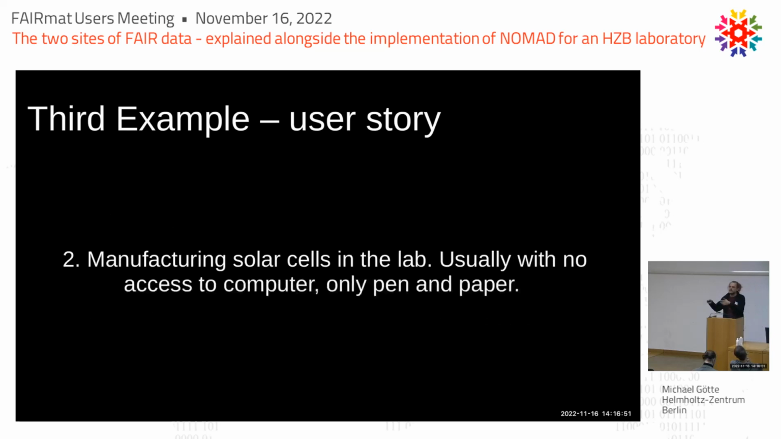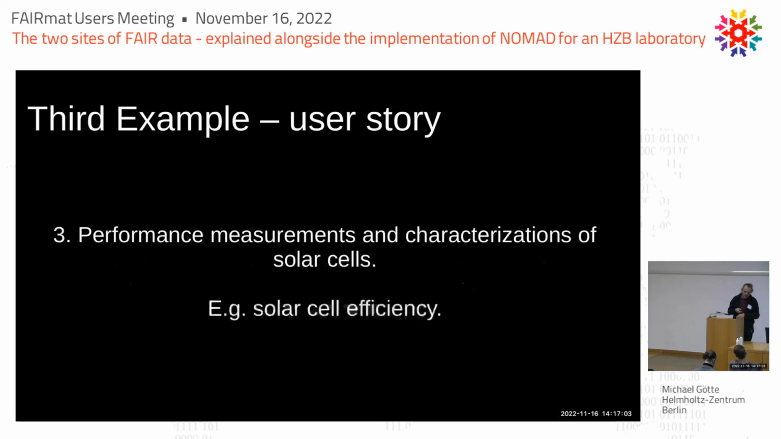Then you go into the lab where you only have pen and paper, produce the things, you come back, and if you notice something which you want to record, you need to be able to record these deviations of your original plan in the digital system. After that, you do performance measurements and characterizations. Those steps of manufacturing are, at least in some labs or to a certain degree, manual and don't leave digital traces. In the measurement cases, you usually have digital traces, so life is a bit easier at that point.